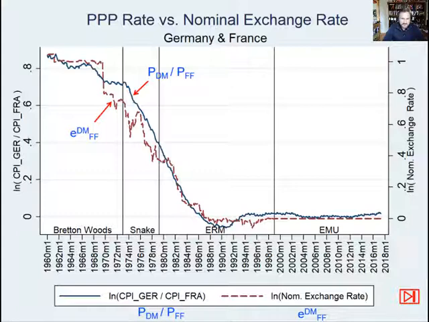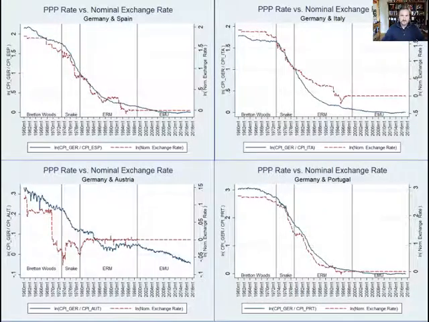But we also find significant deviations of both lines, for example here in this region, which indicate that transaction costs prevented a closer convergence of both variables. For other country pairs, a similar development of actual and purchasing power exchange rate is obvious.